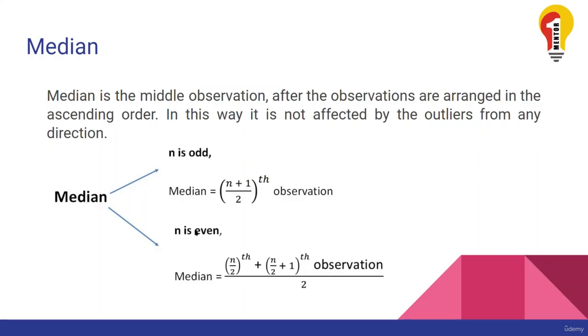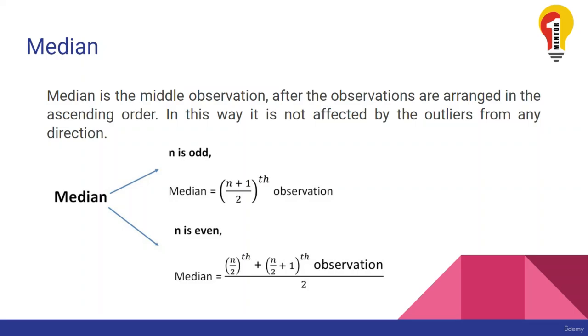Now, what happens when the number of values is even? Say you have four records, what do you do then? What is the middle value? 2.5. Well, there is no 2.5th record. So what you do is n by 2. N by 2 is 2, so the 2nd observation, plus the 2 plus 1, that is 3, the third observation. So you take the values of the second and the third observations, considering that there are four observations now. You add those two values and then divide that by 2.